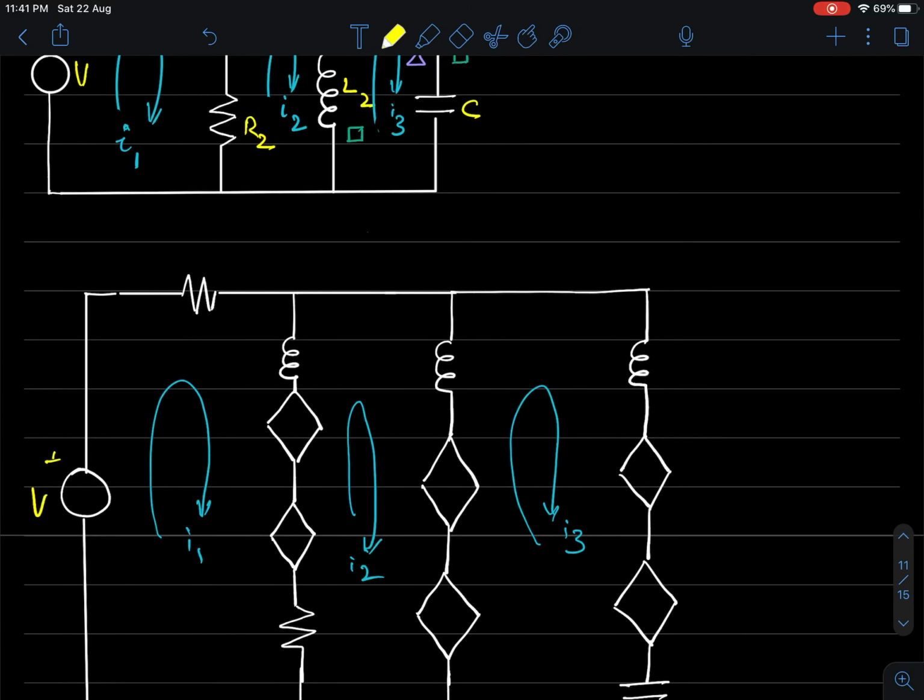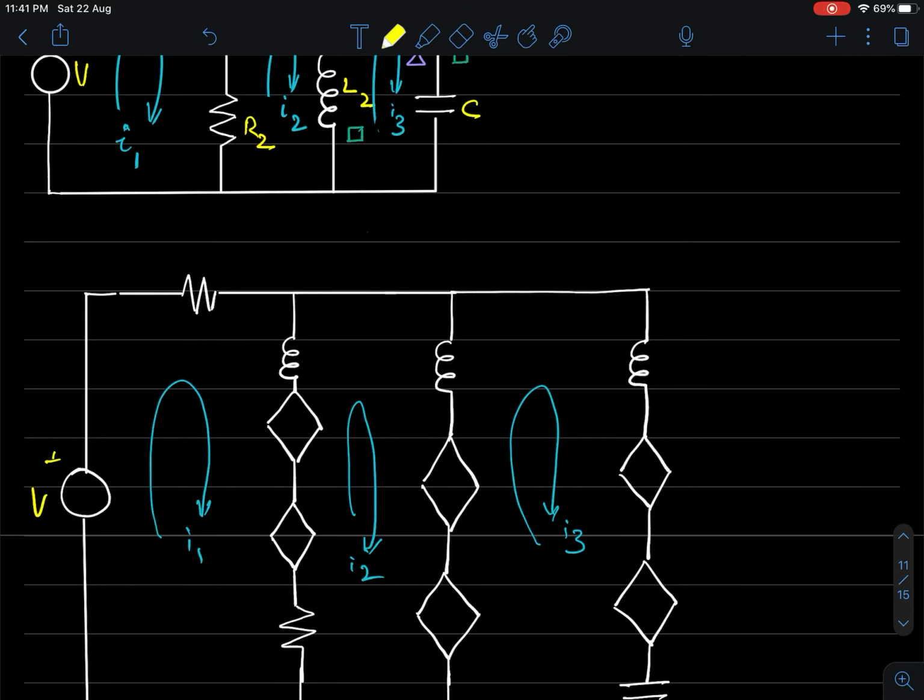So L1 has got two mutually induced EMFs. One is for the dot. So L2, there is a current through L2. What is the magnitude of the current? So I2 minus I3 is entering the dot of L2.